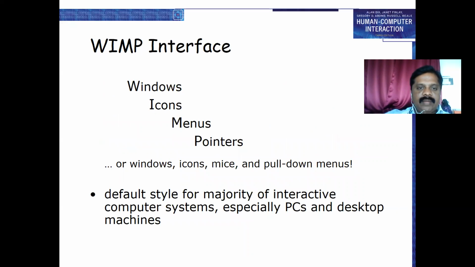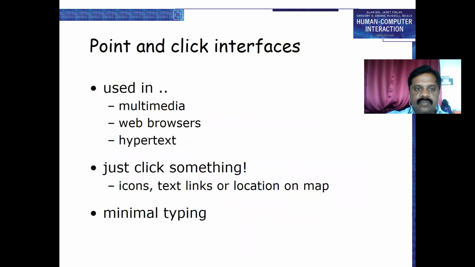Next, WIMP interface: windows, icons, menus, pointers. This is called WIMP. It is the default style for the majority of interactive computer systems, especially PCs and desktop machines. Point and click interface: used in multimedia, web browsers, hypertext. Just click something, an icon, text links, or a location on a map. Minimal typing. These are all called point and click interfaces.